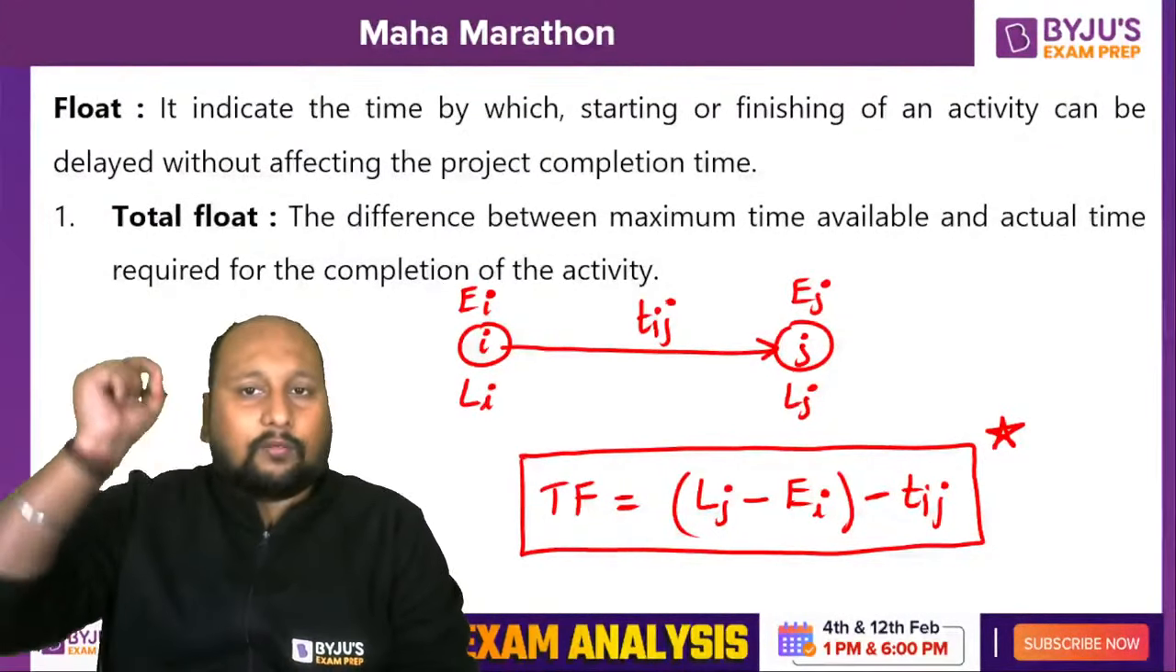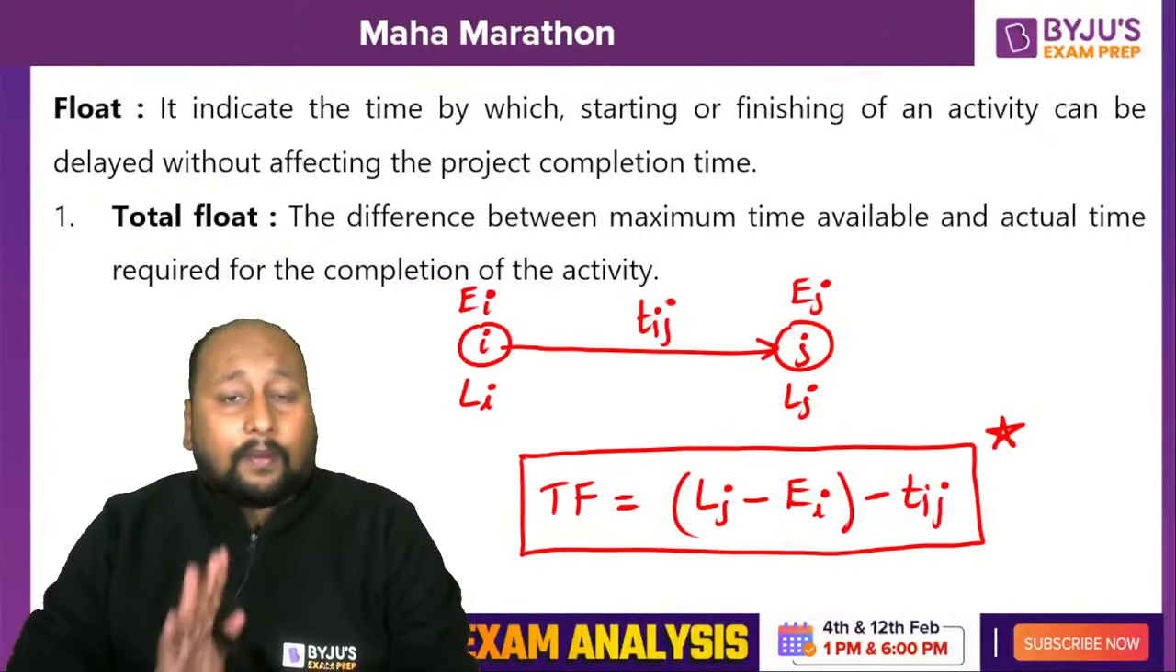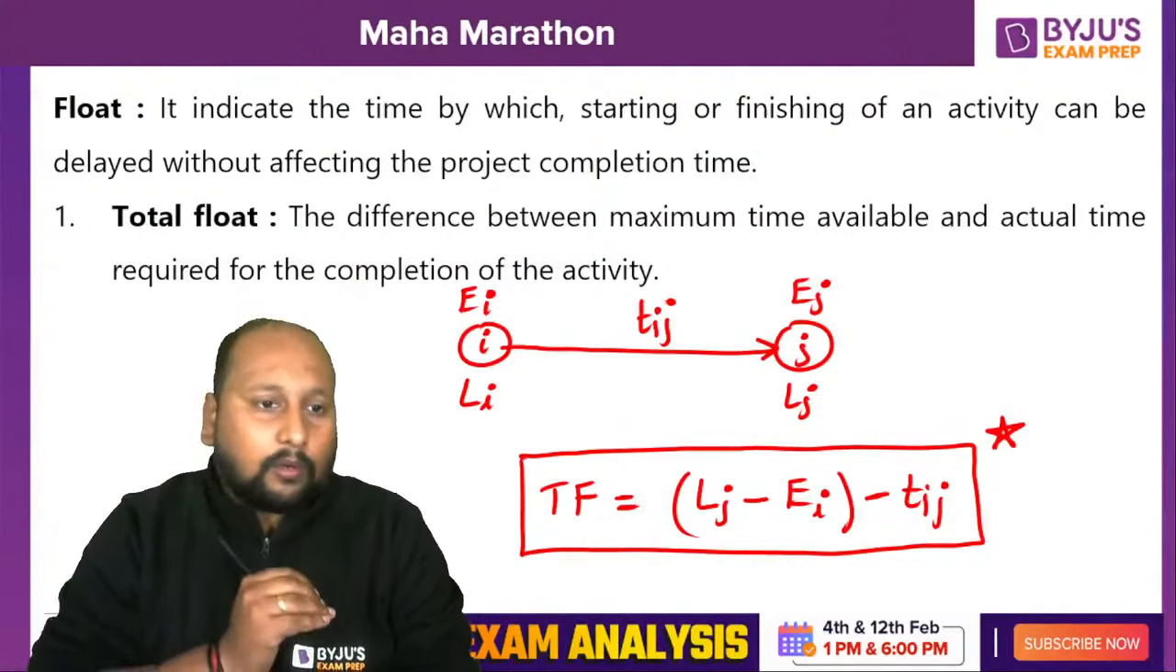We can obtain these values by forward and backward pass computation. I hope everyone knows what forward pass computation and backward pass computation are. If you don't know, please do let me know, and we can take one example. Is this clear?